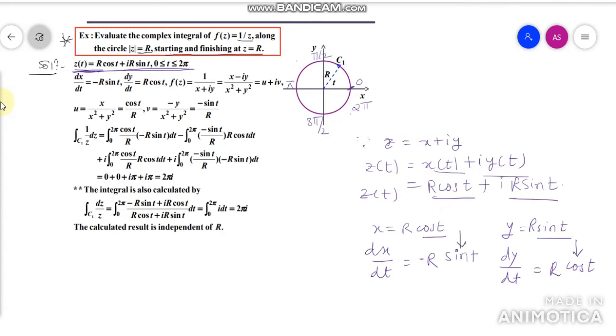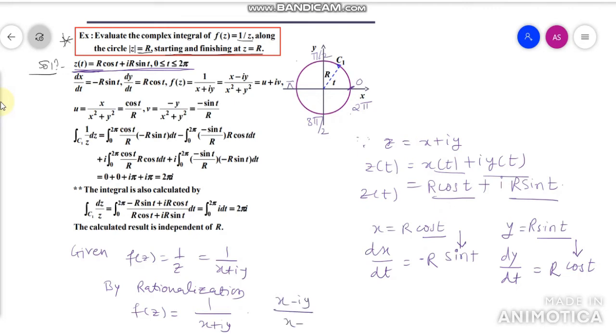So we have f of z is equal to 1 upon z. Given thing is that f of z is equal to 1 upon z, which is equal to 1 upon x plus iy. Okay, so by rationalization, what can I do here? f of z equal to 1 upon x plus iy into x minus iy divided by x minus iy. So multiplying and dividing the same thing to this expression.